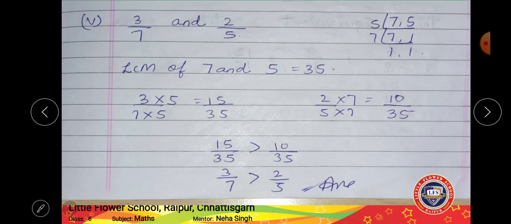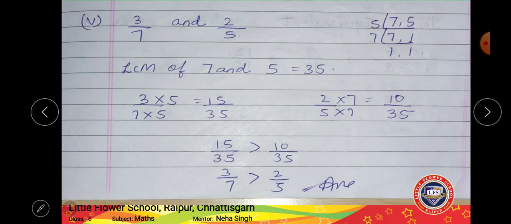Three by 7 and 2 by 5. Now we'll take the LCM of 7 and 5. 7 5s are 35, right? LCM comes out to be 35. Now again I'll repeat the steps to convert it into equivalent fractions. 3 by 7 and 2 by 5, right? So what should I multiply with 7 to get 35? 5. So 7 5s are 35 and 5 I'll multiply in the numerator as well as in the denominator.